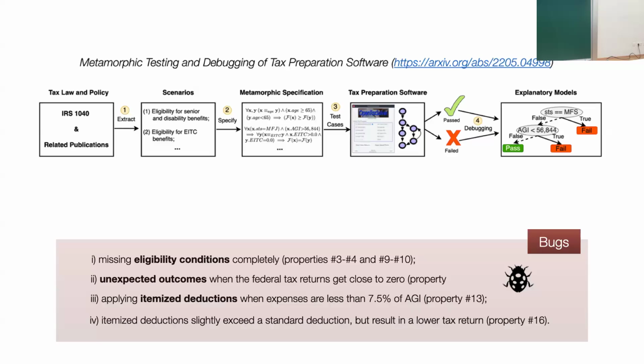And here are some of the bugs that we found in the tax prep system. The OpenTaxSolver had multiple missing eligibility conditions. It had unexpected outcomes when your tax return was getting close to 0 for some reason, right? They were applying itemized deduction when expenses were less than that, when it was supposed to not apply that, right? Itemized deduction should exceed the standard deduction, but it resulted otherwise. So this is a very technical incorrectness in the system.